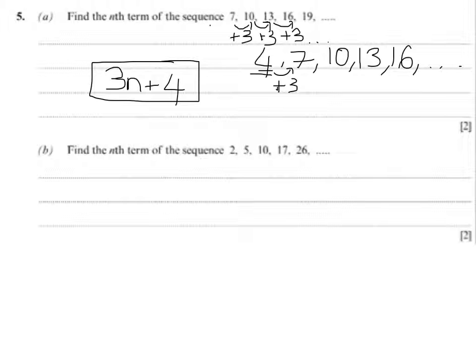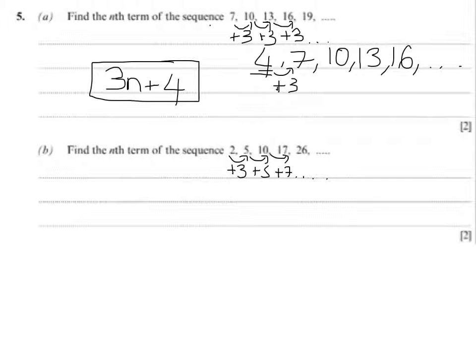Okay, so if we look at this one here, to get from 2 to 5 I add 3, to get from 5 to 10 I add 5, 10 to 17, I add 7, and so on. So this is why it's important to double check your rule works for more than just one pair. Here, we're going up a different number each time, which means it is not a linear sequence.